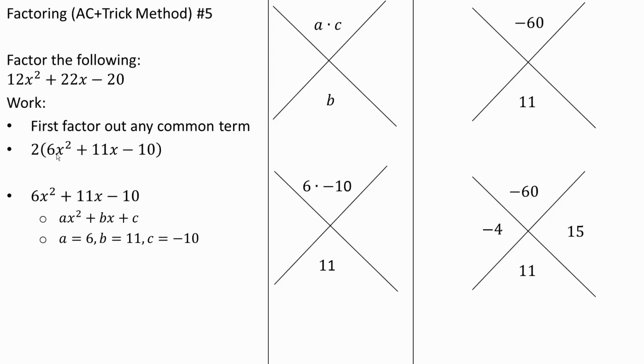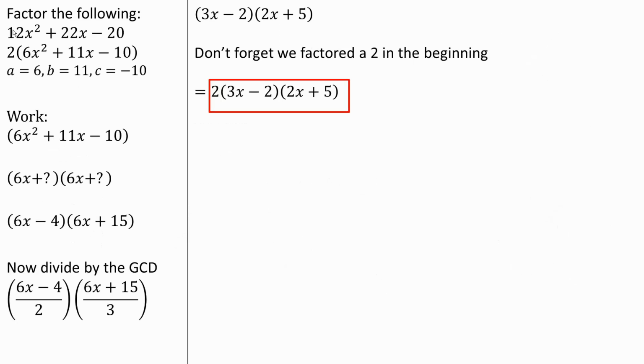And so now I focus on the inside piece. So a, b, and c. So the a term is going to be 6, the b term is going to be 11, and the c term is going to be negative 10. I draw an x. Top is a times c, bottom is b. So a times c, so 6 times negative 10 is negative 60, and the b term is 11. So we need to think, what two numbers multiply to give us negative 60, but add to give us 11? And that's going to be negative 4 and 15, because negative 4 times 15 is negative 60, and negative 4 plus 15 is 11.